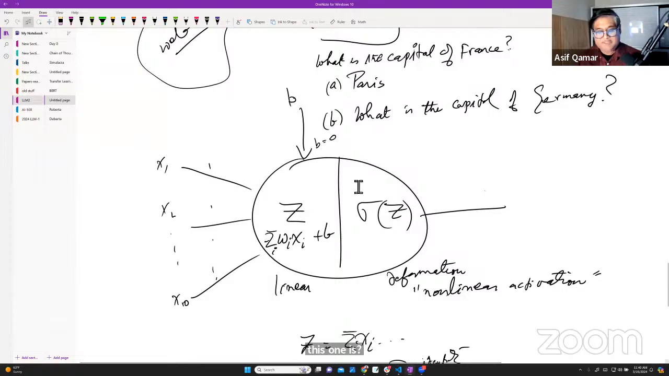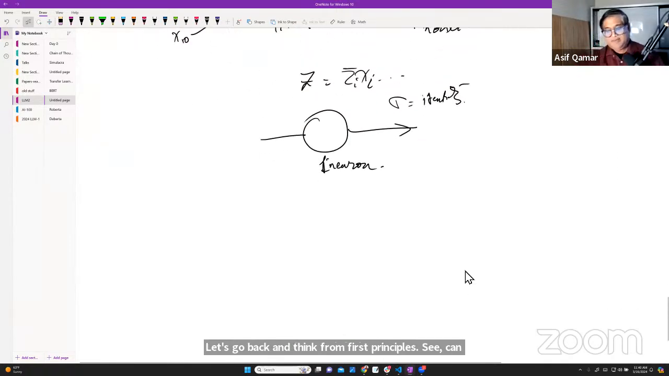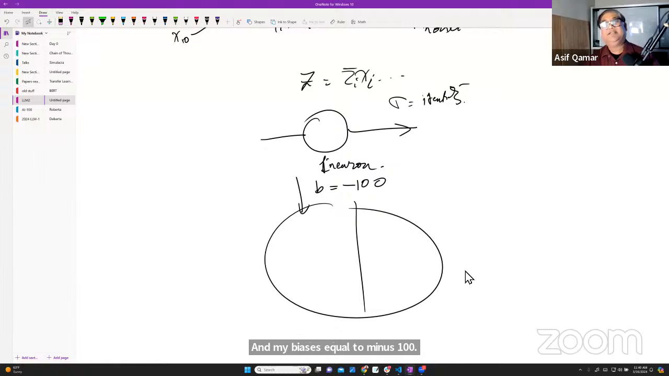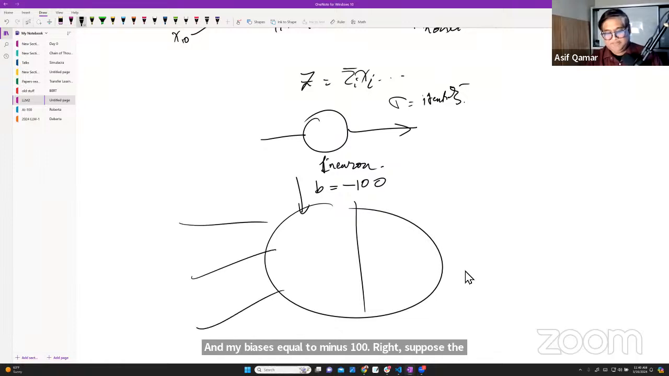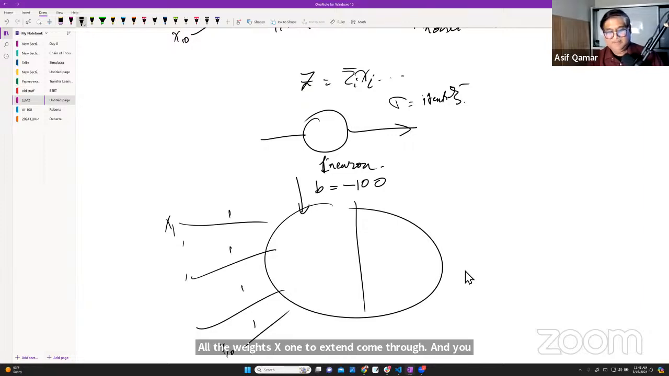Let's go back and think from first principles. See, suppose I have a neuron and my bias is equal to -100, right? Suppose a machine has a bias of -100. Now think about it this way. All the inputs x1 to x10 come through and you do a summation. Suppose all the weights are 1. What will your z be?